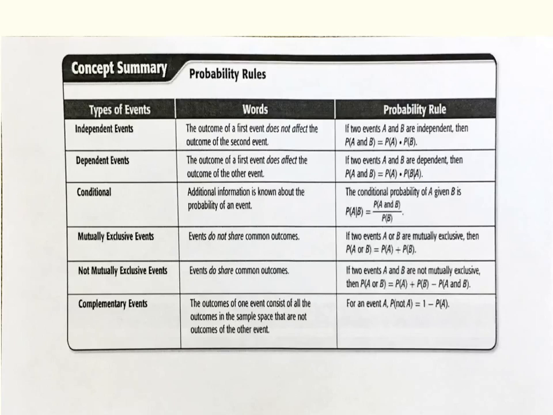And you can see again the definitions for independent: the outcome of the first event does not affect the outcome of the second event, and for dependent, the outcome of the first event does affect the outcome of the second event. We'll talk about conditional, mutually exclusive, and not mutually exclusive coming up in the next couple of days. We have talked about complementary events. The outcome of one event consists of all the outcomes in the sample space that are not outcomes of the other event.